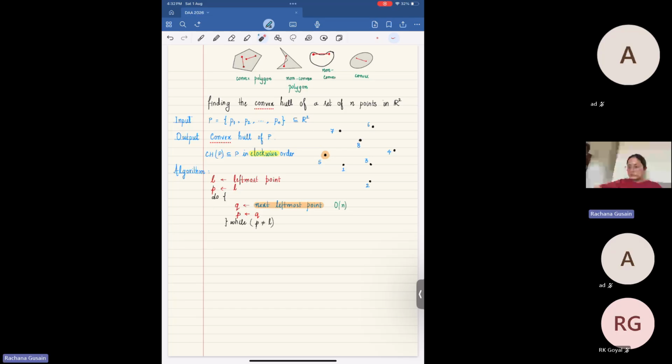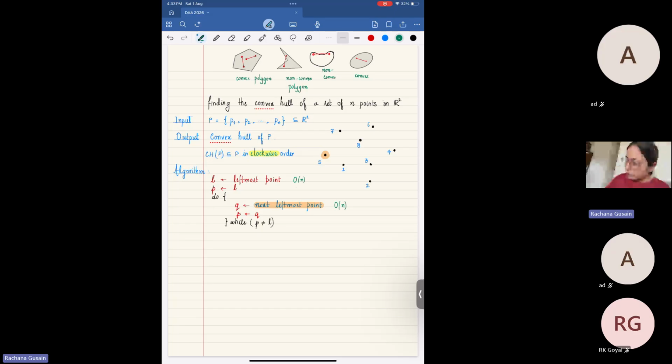Finding the leftmost point takes order n time because you have to scan the entire array. Forget about the y coordinate, just look for the point which has the minimum x coordinate. So that is essentially finding the point with the minimum x coordinate. This will take order n time. My list is not sorted with respect to x coordinates, so I'll do a linear search and find the minimum element. This will take order n time.